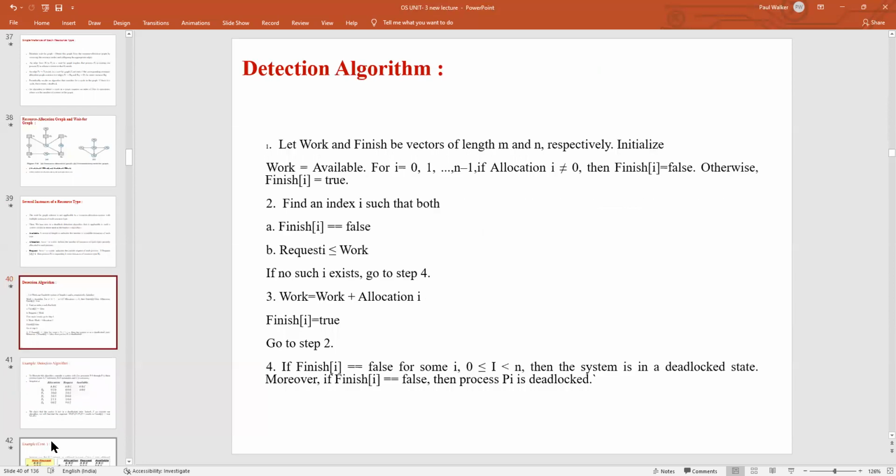So the next topic is the detection algorithm. The detection algorithm is also similar to the Banker's algorithm. Here we are going to detect whether the particular condition is going to be allocated and the resources are full. We will allocate the resources if true. Otherwise, the condition becomes false. The system will move to the safe state when the condition becomes true. Otherwise, the system will move to the unsafe condition.